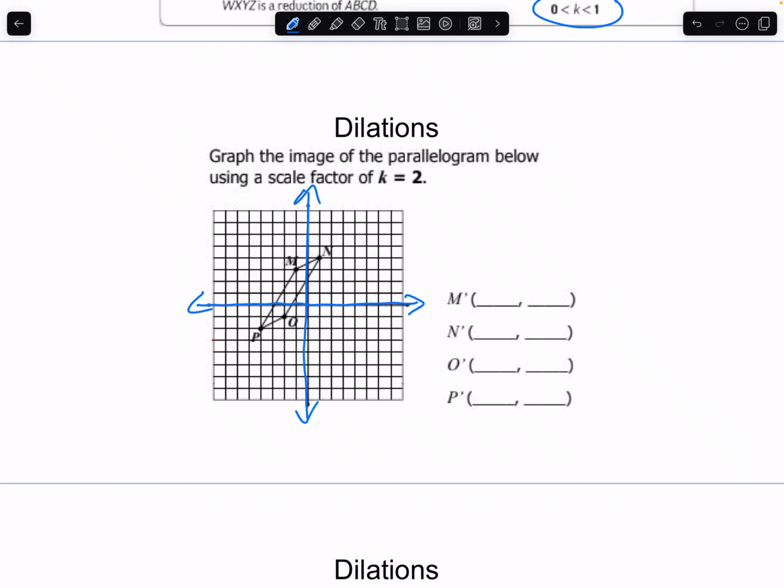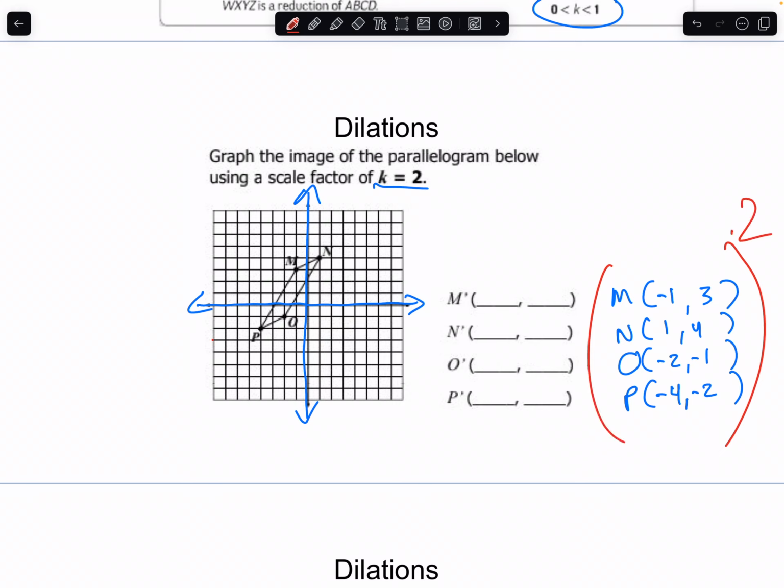I'm going to first identify the points. M is located at -1, 3. N is originally located at 1, 4. O is located at -2, -1. And P is located at -4, -2. All I really have to do is multiply everything by that scale factor, so I'm going to multiply everything times 2.